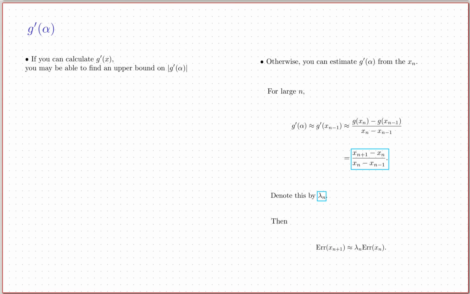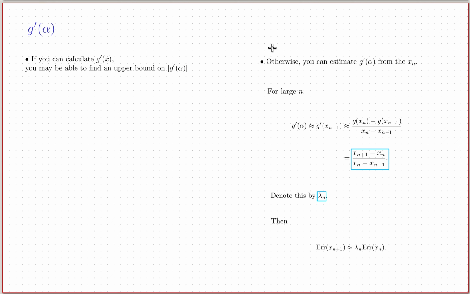This leaves us with the problem of getting the value of g prime of alpha. There are two problems here. One of them is the very obvious problem that we don't know what alpha is. That is what we're trying to figure out, so we don't know what alpha to plug into g prime. That's not really such a fundamental problem, though, because if you manage to calculate g prime, then you can usually get a useful upper bound on what the magnitude of g prime of alpha could be. So we don't need the exact value. It'd be good enough to get an upper bound on how big that value could be.